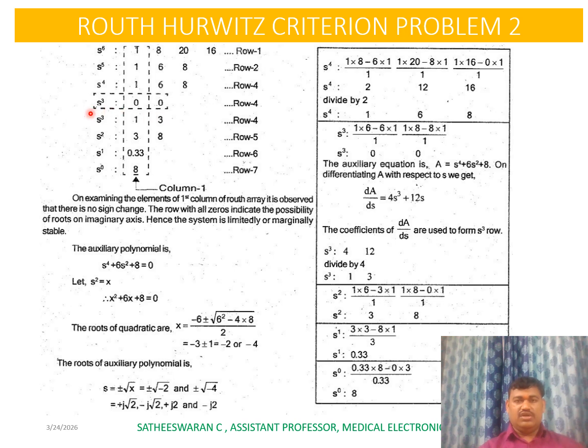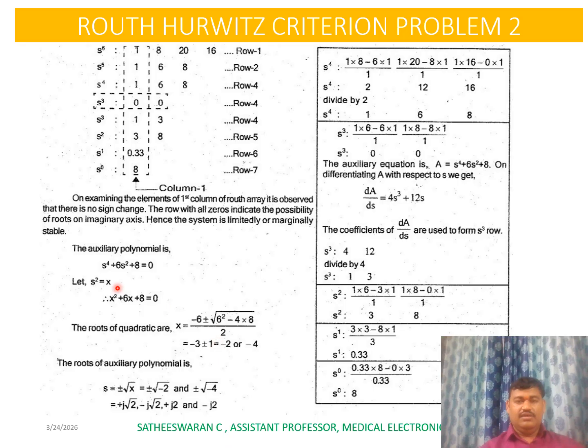All the elements of the row are 0 in the s power 3 row. So we have to take an auxiliary polynomial. The auxiliary polynomial equal to 0, that is s power 4 plus 6s square plus 8 equal to 0. We have to substitute s square equal to x. This will become x square plus 6x plus 8 equal to 0. Use minus b plus or minus root of b square minus 4ac by 2a. You will be getting the roots as minus 2 or minus 4.